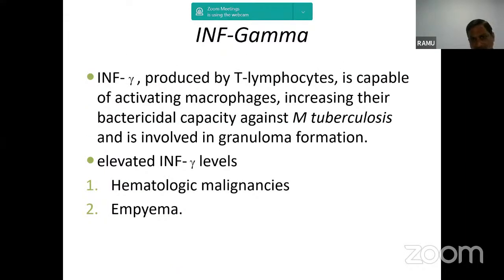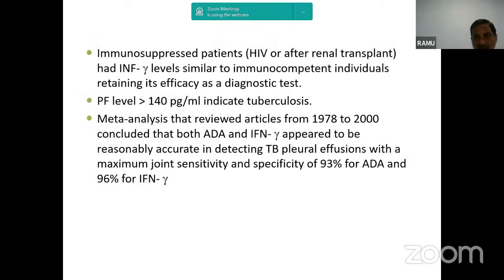Interferon gamma, produced by T lymphocytes, is capable of activating macrophages, increasing their bactericidal capacity against Mycobacterium tuberculosis, and is involved in granuloma formation. Elevated interferon levels are seen in hematological malignancies and empyema, these two entities. In immunosuppression like HIV and transplants, interferon is similar to immunocompetent individuals and retains the efficiency of the diagnostic test.